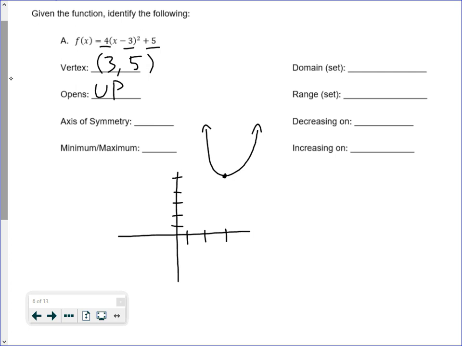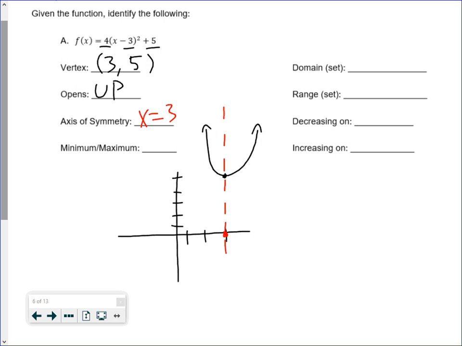All right. So the next question I'm being asked is, what's the axis of symmetry? That'll be this line right here. And I see I go right through that x equals 3 point right here. So my axis of symmetry is x equals 3.